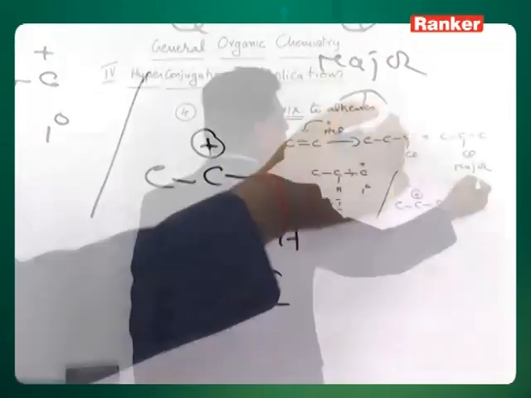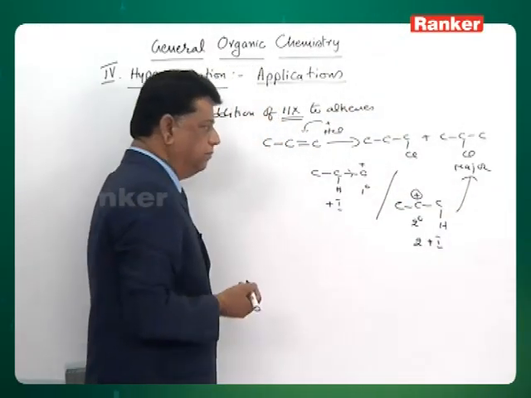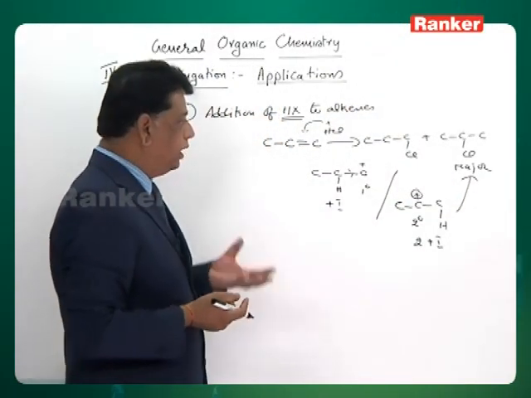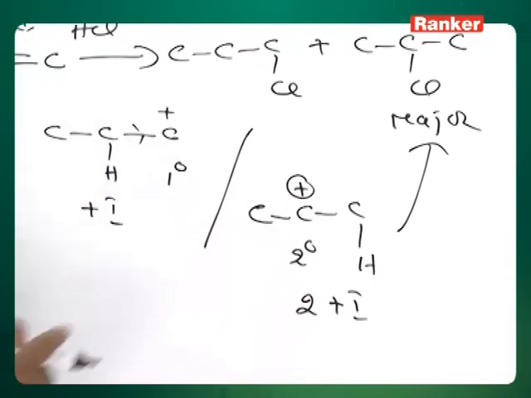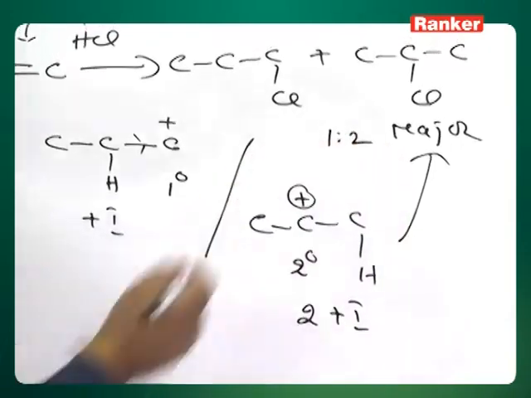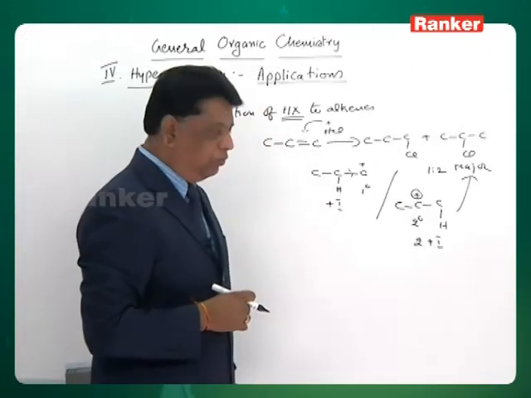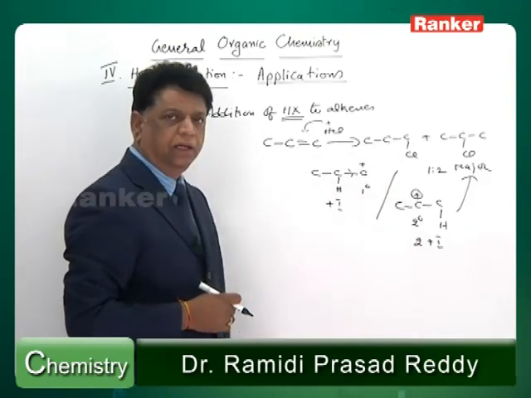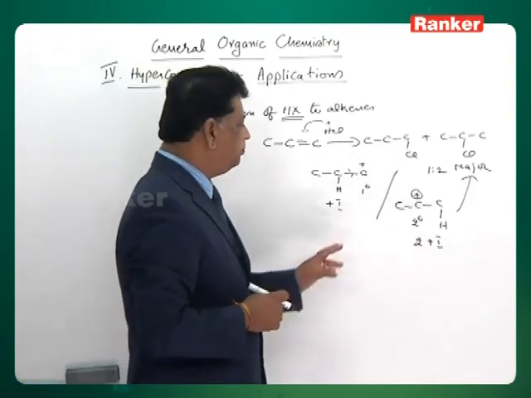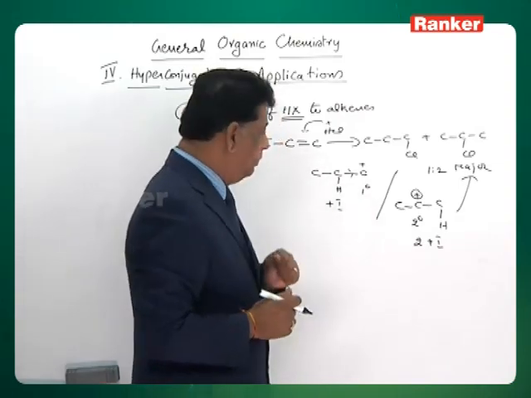Therefore, the more stable one gives the major product, but to what extent you cannot explain based on the inductive effect. At the most you can calculate a 1:2 ratio, which is not found to be correct either, because 1 alkyl versus 2 alkyl is guessing work. But instead you apply the hyperconjugation.